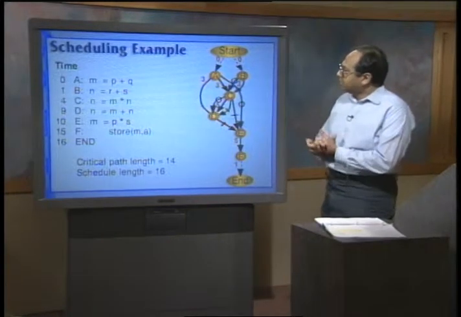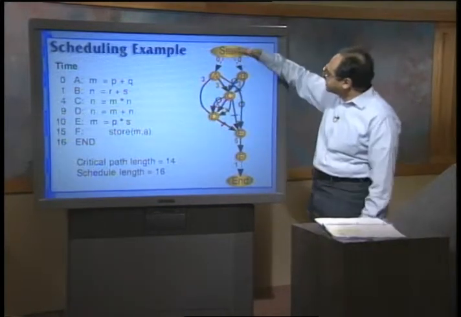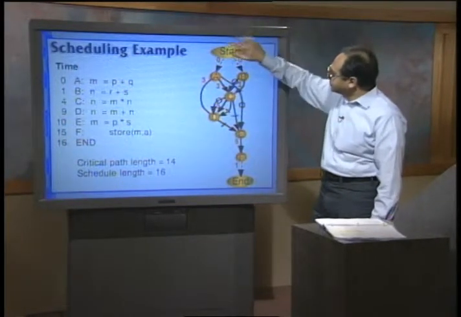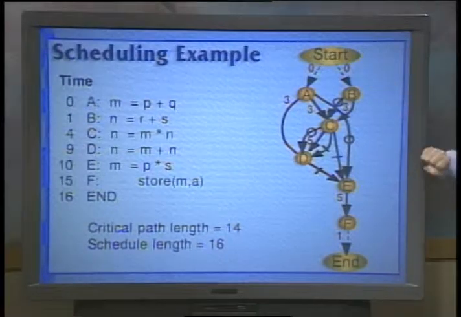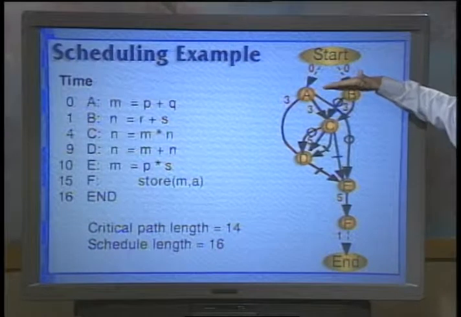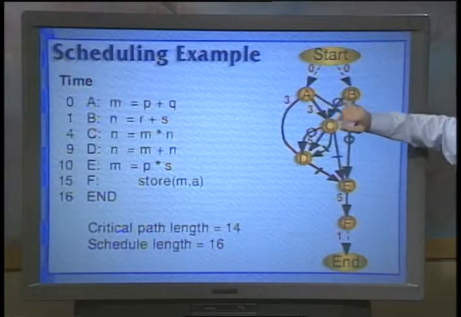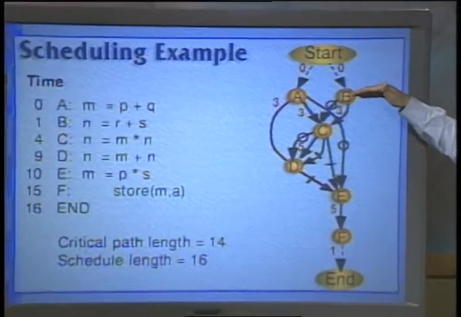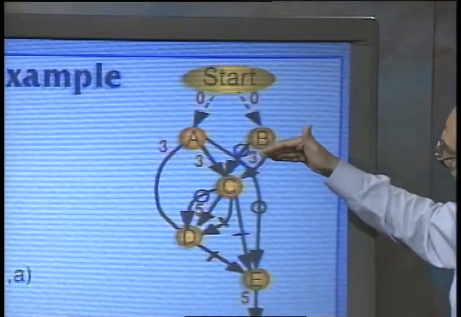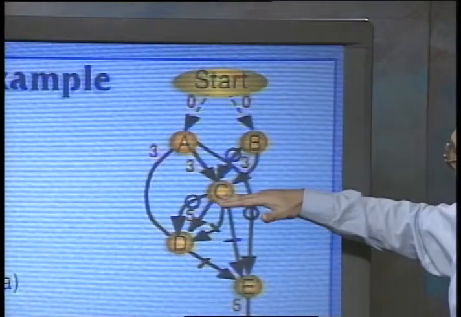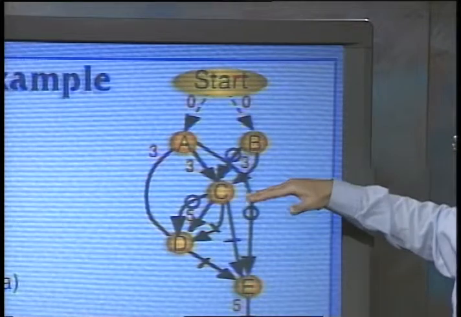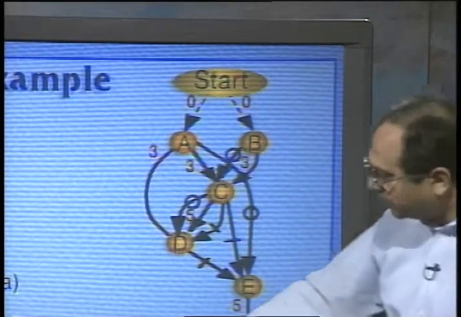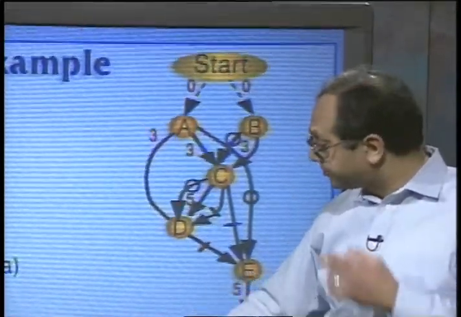So in the example that we were looking at, we would start off by having A and B in the ready list, because this is just an imaginary node that doesn't really exist. We would schedule A at time 0. That's the earliest time. We could have scheduled B at time 0, except there's a resource conflict, so we'll schedule it at 1. C, therefore, can only be scheduled at time 4, which is 3 cycles after B, and so on. And we end up with a schedule length of 16 cycles.